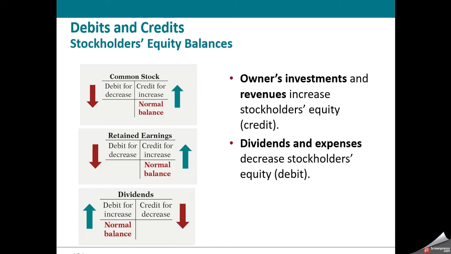Then, moving over into our stockholders' equity, we have our common stock, which again, if we were to sell common stock, it would be an increase, so we would credit it. Retained earnings, as net income rolls into that, the normal balance would be a credit. And then dividends, when we pay those out, we're going to debit the dividends and then credit cash.